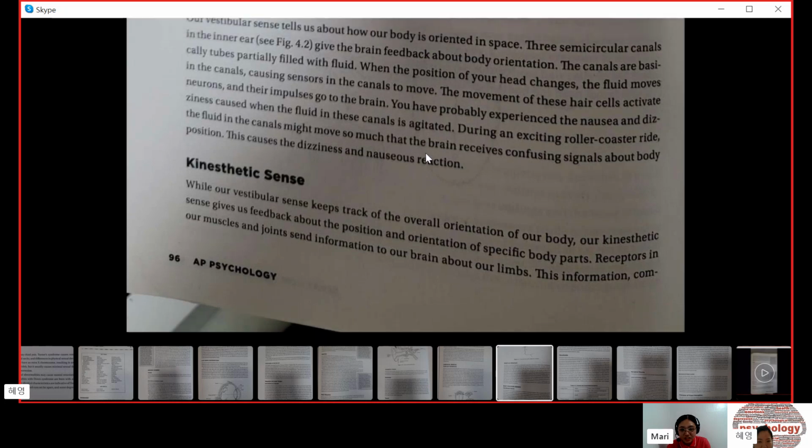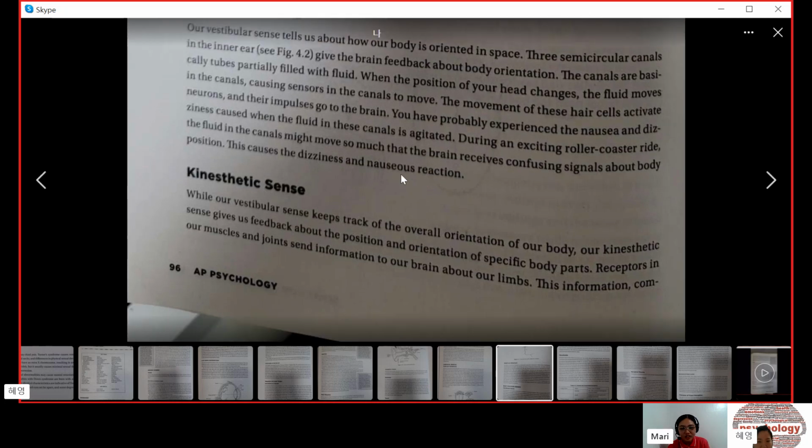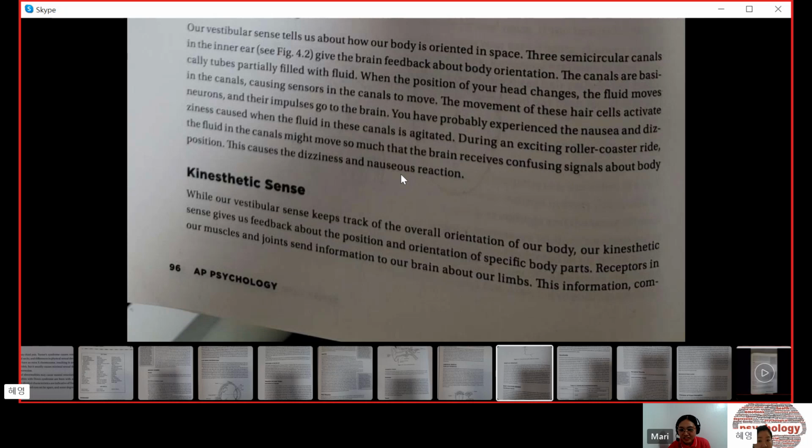It's triggered also when you're drunk. Yes, yes, you feel dizzy. Yeah.